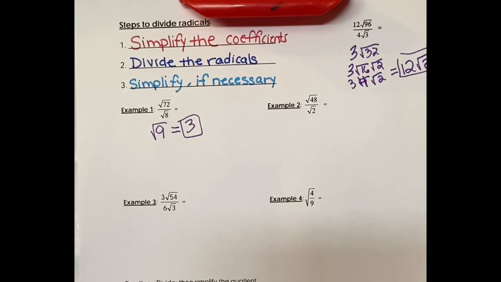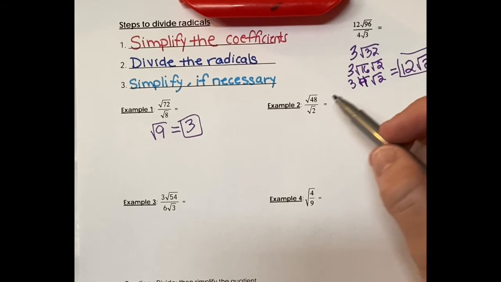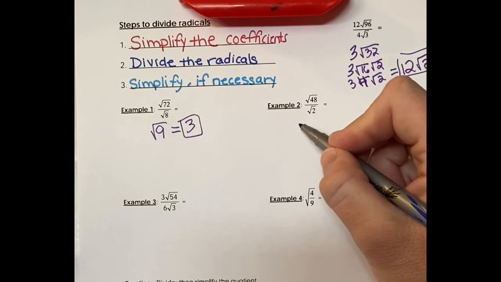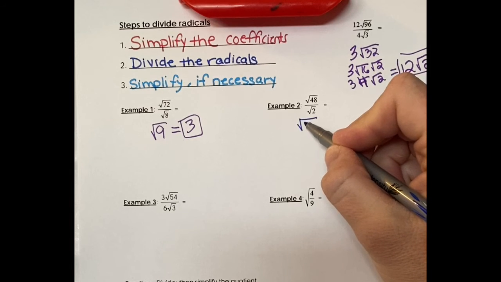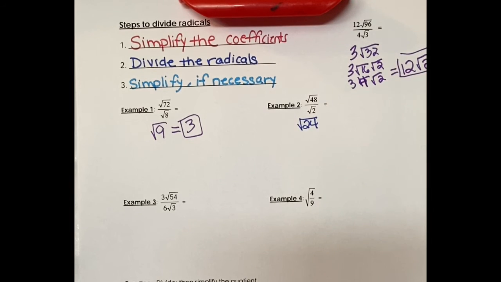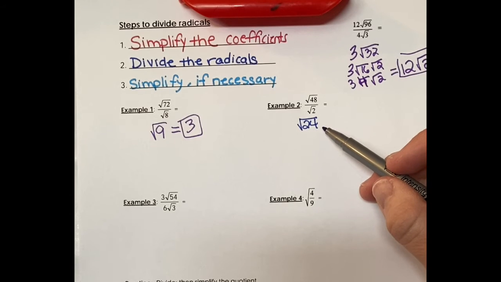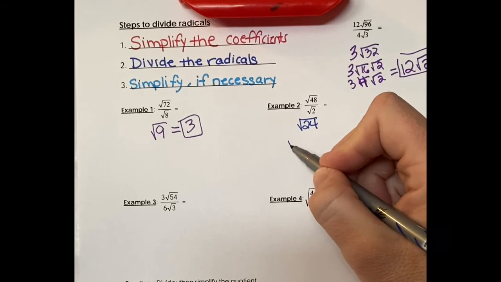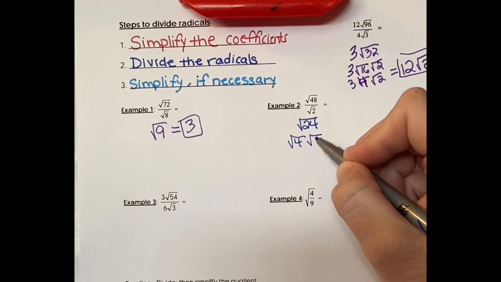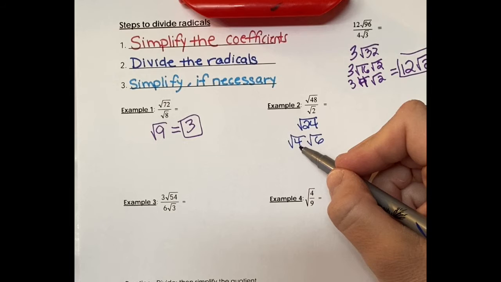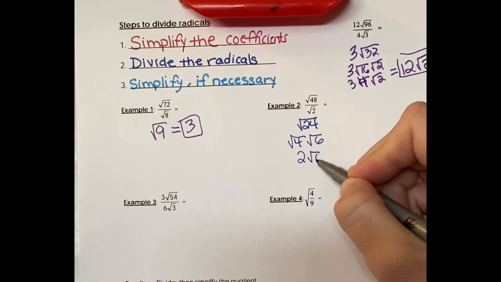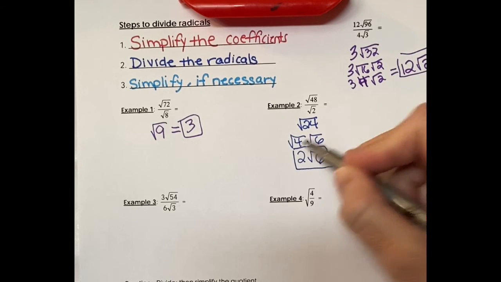Example number 2, we have radical 48 divided by radical 2. So we don't have any coefficients, so we're going to start with just dividing our radicals. So radical 48 divided by radical 2 would be radical 24. And now I want to simplify radical 24. Radical 24 has a perfect square factor of 4. So I would break this down to 4 and 6. I take the square root of 4, which is 2, bring down my radical 6. So this would be 2 radical 6.